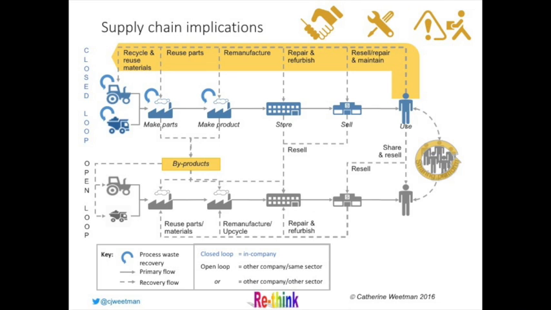And by closed loop, that means the resources stay within the same business. So you're recovering your own materials for reuse. And then there are two types of open loop system. So it might be open loop where you're exchanging resources with another company in the same sector, or open loop where you're swapping resources with a completely different sector.